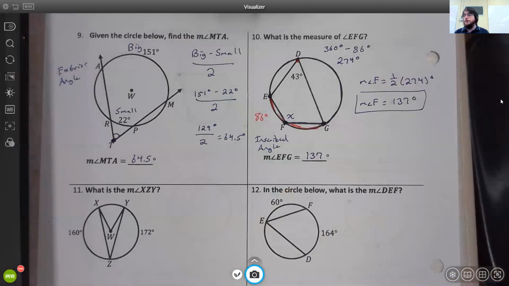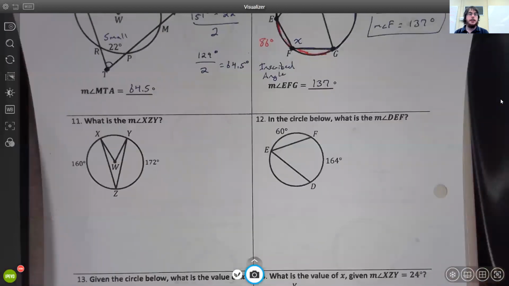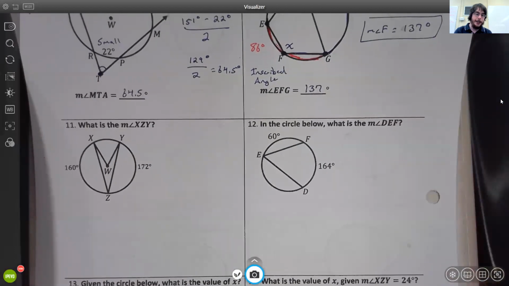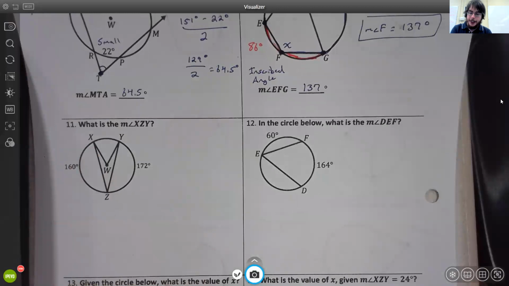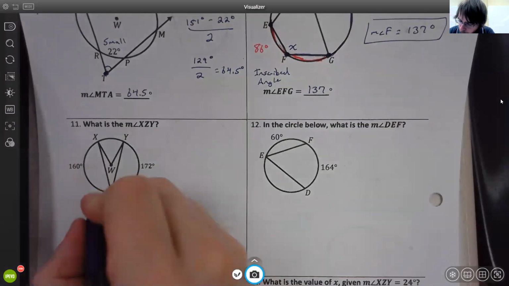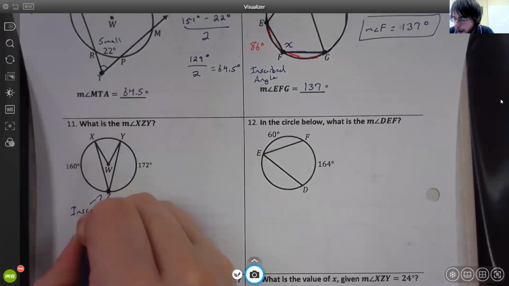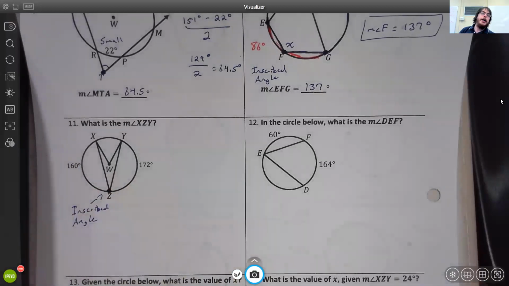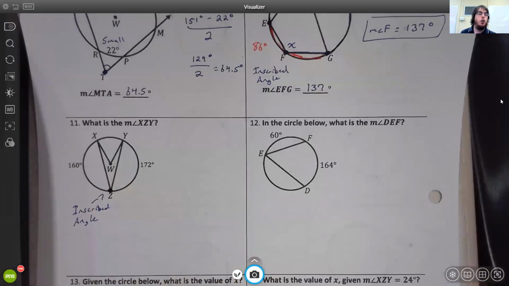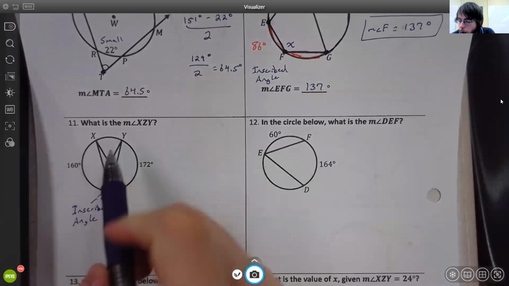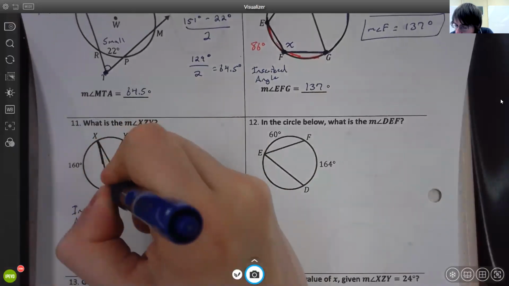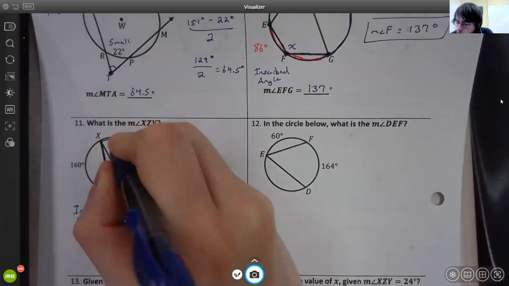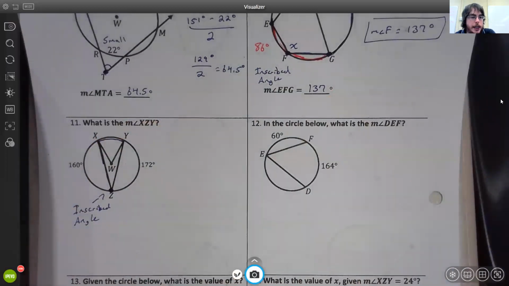All right, number 11. Number 11 says, what is the measure of angle XZY? So angle XZY is here. Remember, it's the middle vertex. And that is an inscribed angle because it's on the edge of the circle. So in order to determine the value of the inscribed angle, you need to know what your arc is. Well, the arc that intercepts with XZY is XY. So we need to know what the measure of XY is.